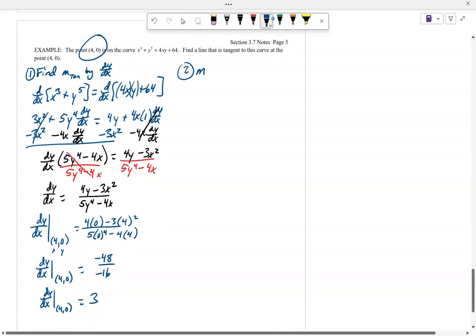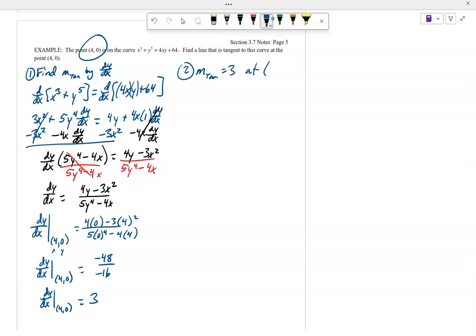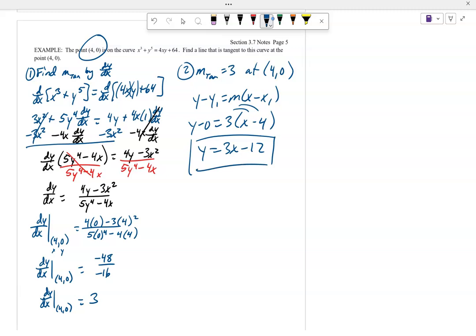Okay? And so now I know, all right, let me go ahead and come up here. Now I have my slope of the tangent is 3 at (4, 0). So I have a slope, I have a point. I'm going to go ahead and write the equation in point-slope form. So y minus 0 equals 3 times (x minus 4). Go ahead and distribute that. That was the equation of the tangent line at (4, 0).